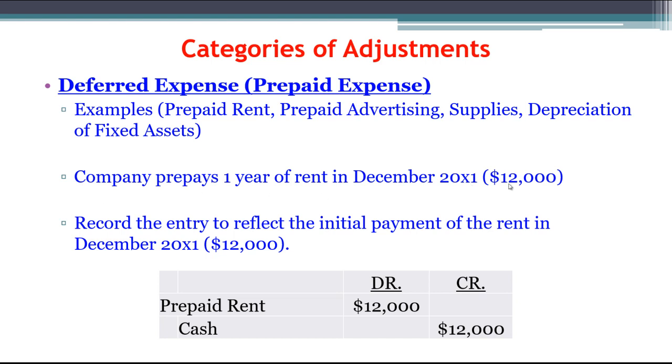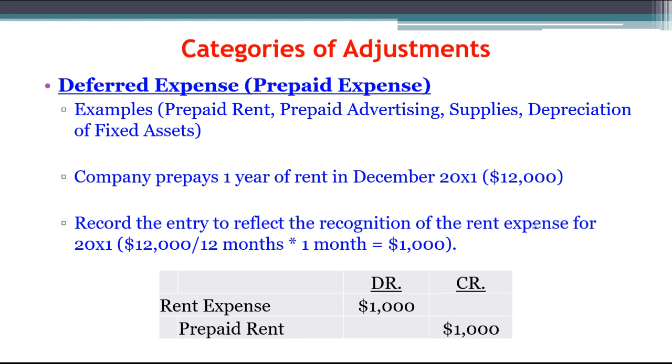So let's take a look at the example where a company prepays 1 year of rent at the end of year 1, $12,000, $1,000 per month. So in December of year 1, they're going to have a regular entry, not an adjusting entry, just a regular cash entry. They're debiting the prepaid rent asset to increase it, and crediting cash to decrease it because they're spending money.